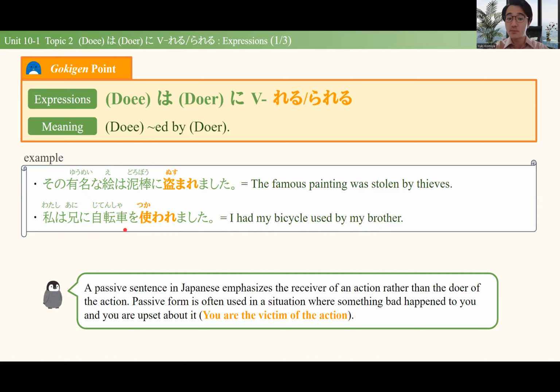私は兄に自転車を使われました. So actually the key point of the Japanese passive tense is what's highlighted here. The do we is actually the victim of the action. In many cases, the passive events in Japanese are negative events, like a painting being stolen, or your brother using your bike without your permission. That's when you feel that you are affected by the action and you feel like you're the victim of the action, that's when you use the passive form. So this feeling of victimization is a very important key point of the Japanese passive. Of course, there are a few exceptions. We're going to be talking about it in the lesson. But first, remember that the key point of passive is the feeling of being a victim.